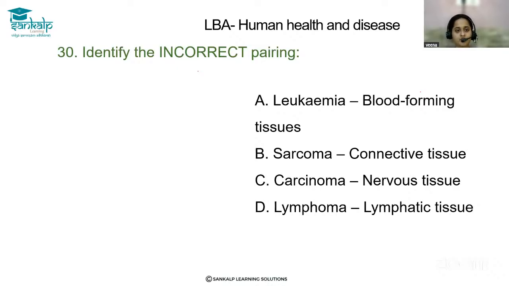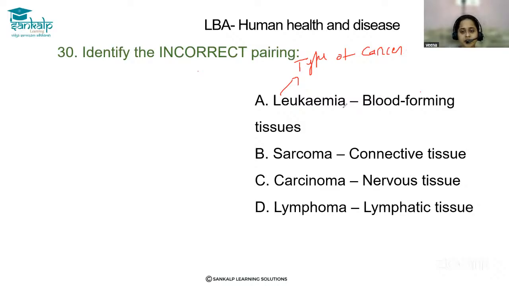Let's solve question 30. Identify the incorrect pairing. So dear student, just observe all the options. Okay. So here leukemia, sarcoma, carcinoma, lymphoma. All these are a type of cancer. Okay.